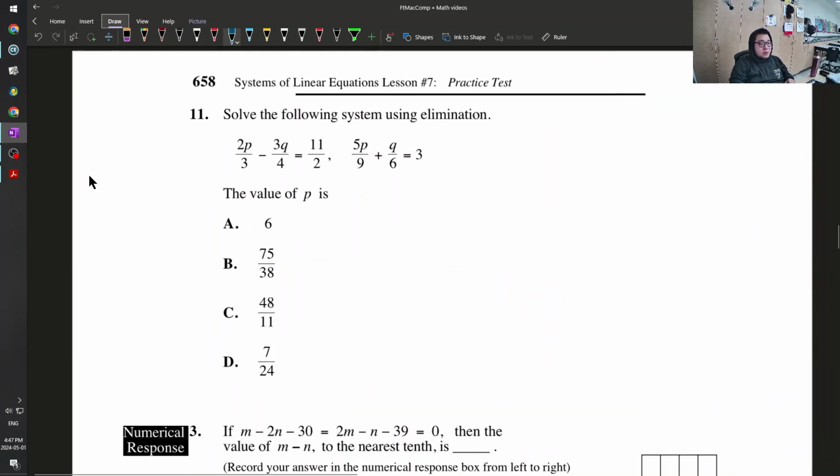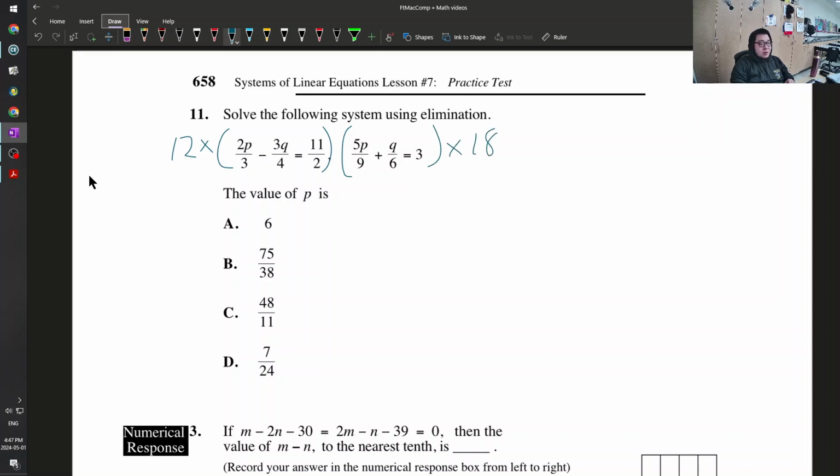Solve the following system using elimination. So here, do we like fractions? The answer is no, we do not. So we multiply everything by the least common multiple. 3, 4, 2. 3 times 4 is 12. So multiply everything by 12. Here, 9 and 6, I multiply everything by 18.